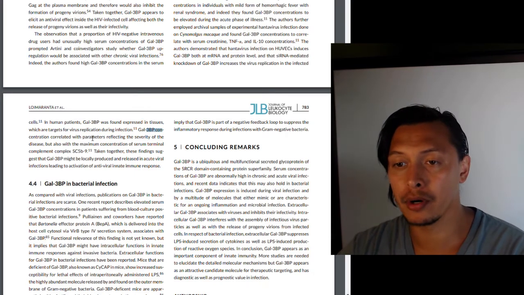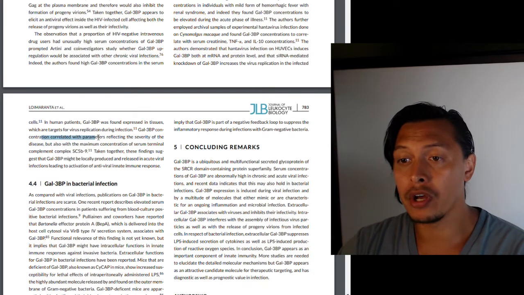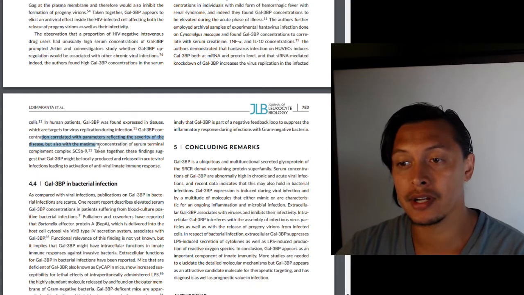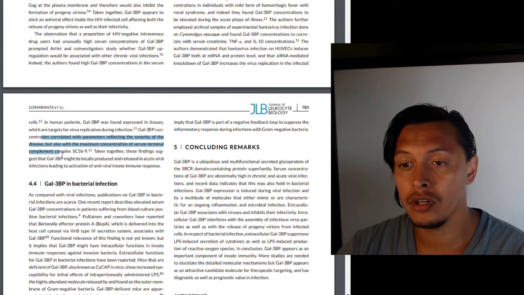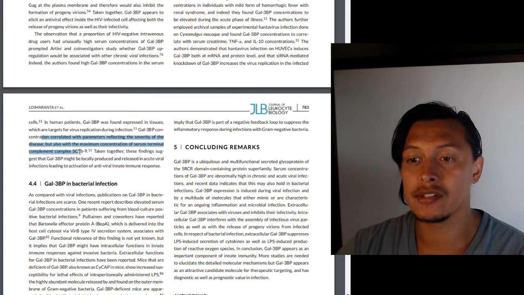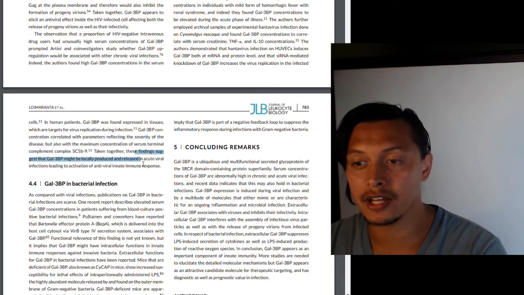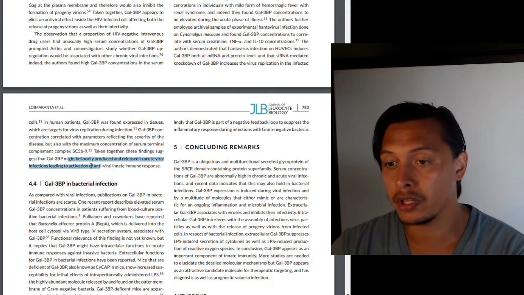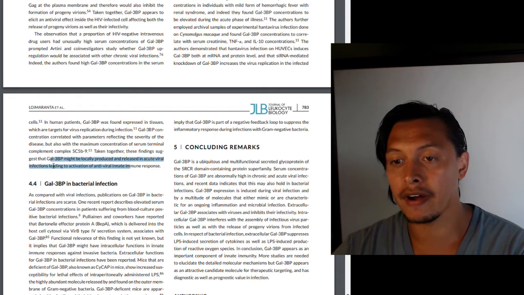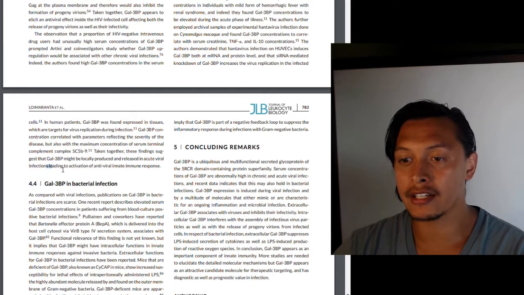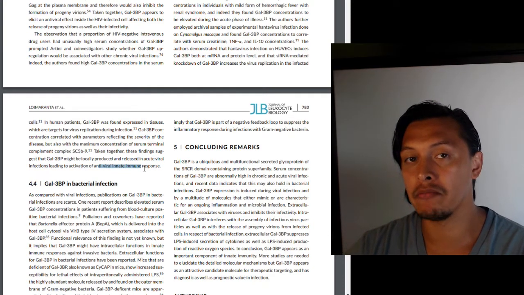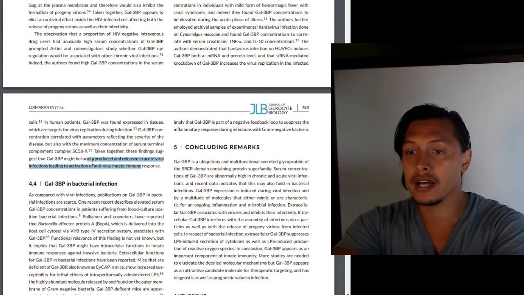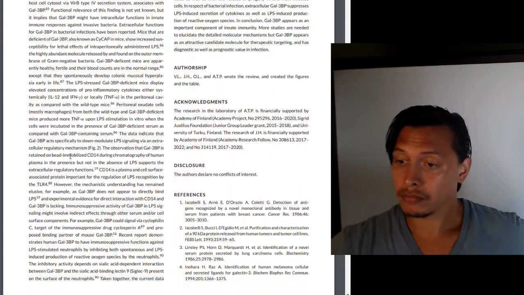So Gal3 binding protein concentration correlates with parameters reflecting the severity of the disease, but also with the maximum concentration of serum terminal complement complex SC5b9. Taken together, these findings suggest that Gal3 binding protein might be locally produced and released in acute viral infections, leading to activation of antiviral innate immune responses. That would make sense to me.